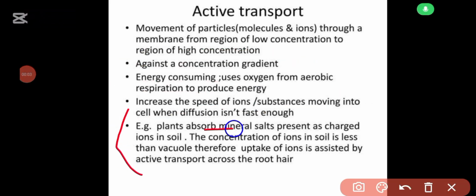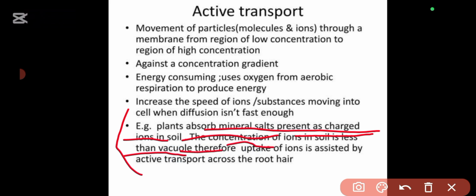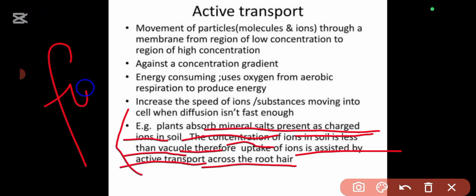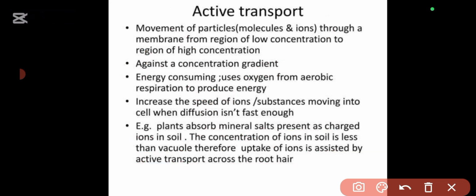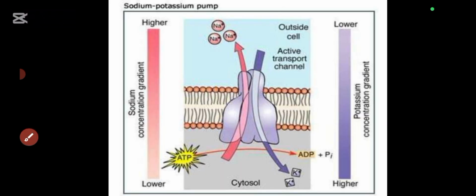Plants absorb mineral salts present as charged ions in the soil, and the concentration of ions in the soil is less than inside of the vacuole. Okay, so uptake of ions is assisted by active transport across the root hairs. So it's like forced movement through energy. Do you understand? That's why we call it active transport, because it's forced movement. Okay, it is movement against concentration gradient.